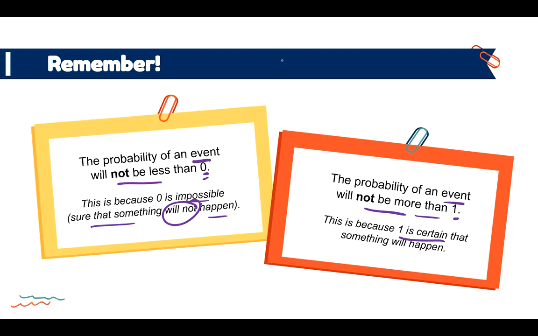Diba? According to our properties ng probability discrete random variable, class, diba? Ang sabi natin, ang probability of event natin, which is si x, or yung random variable natin na si x, should be less than or equal to 1, but greater than or equal to 0. Naka-confine lang sila kay 0 tsaka kay 1. Hindi sila pwedeng maging less than, hindi sila pwedeng maging greater than.